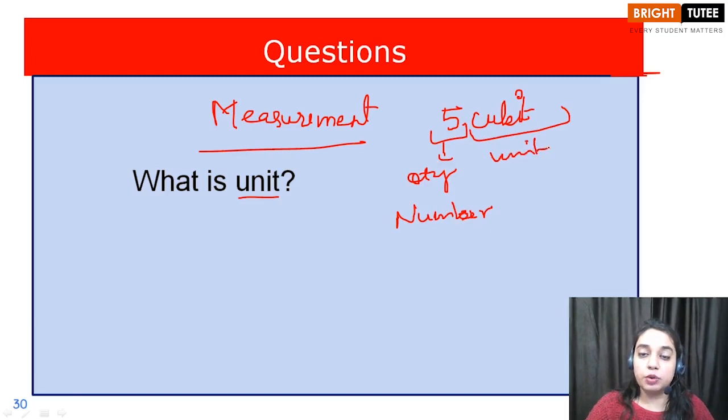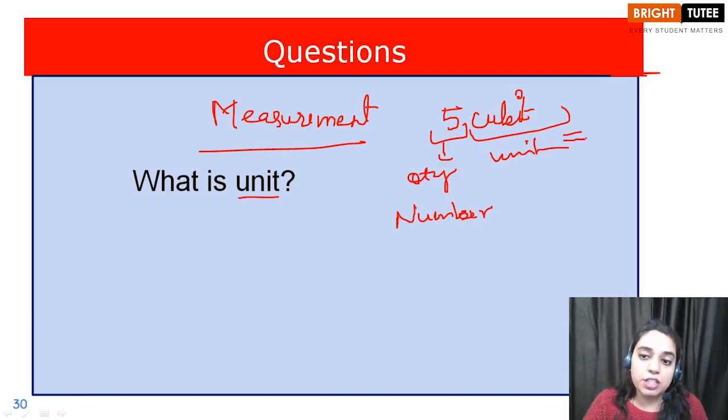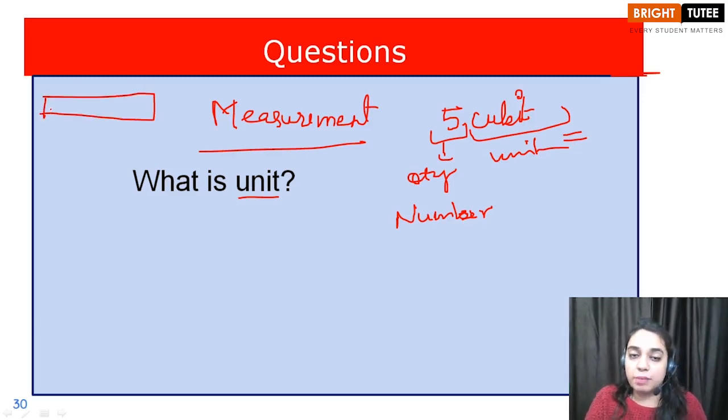So it is the known fixed quantity. The known fixed quantity is known as cubit because initially the length of the object was unknown. But we are comparing it with some fixed known quantity and that fixed known quantity is known as unit. So I really hope that you would have understood this. So let's move to the next question.